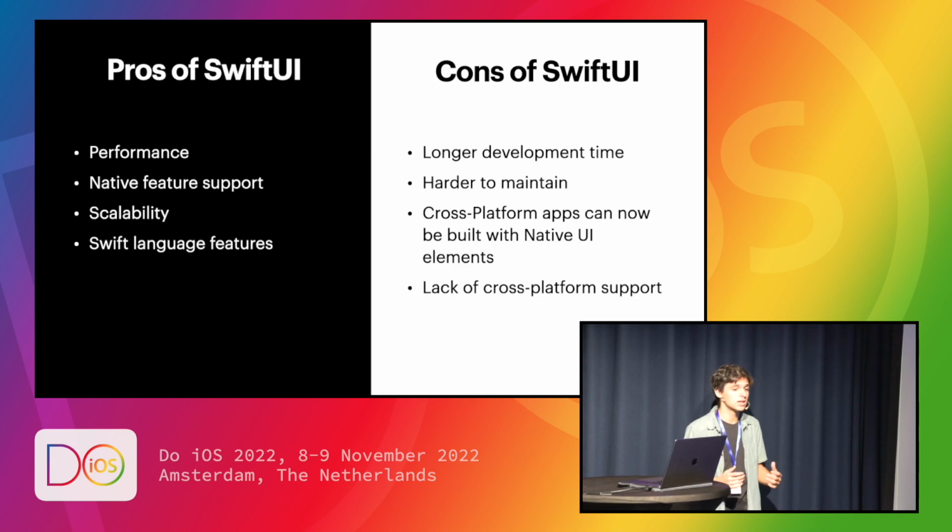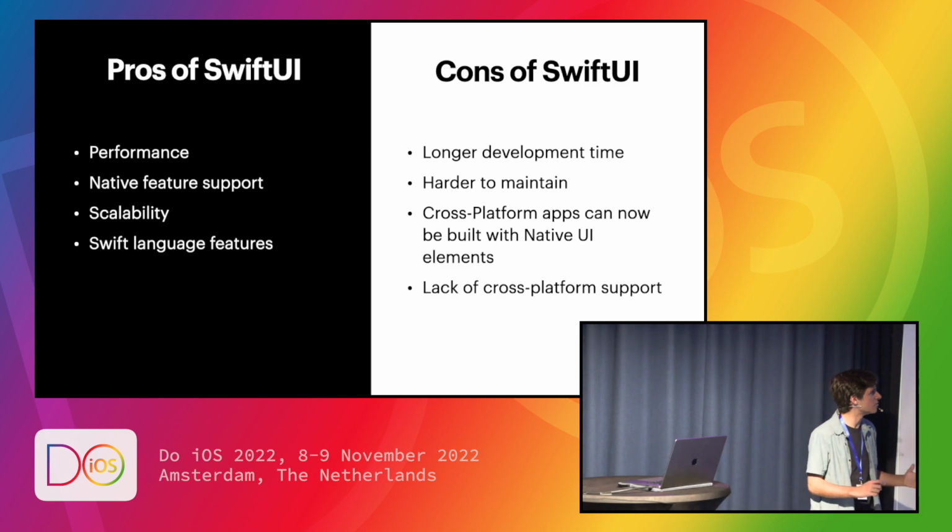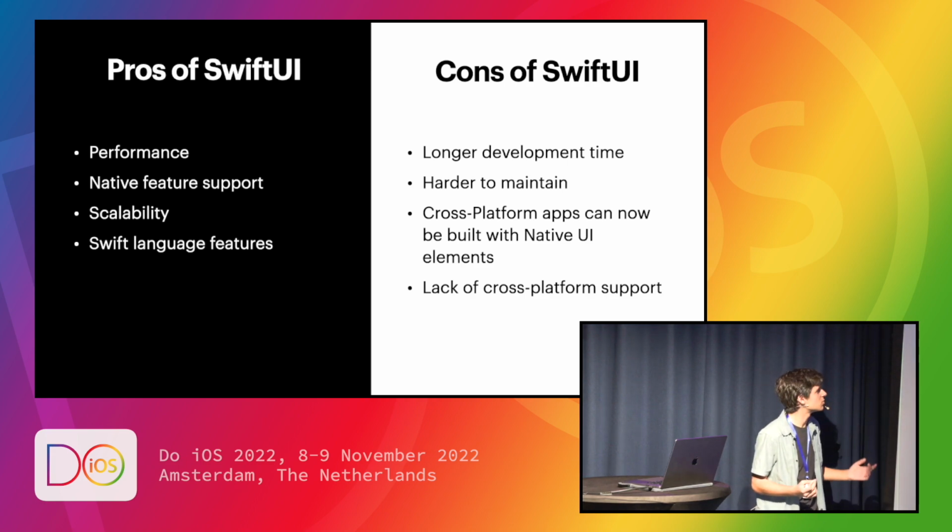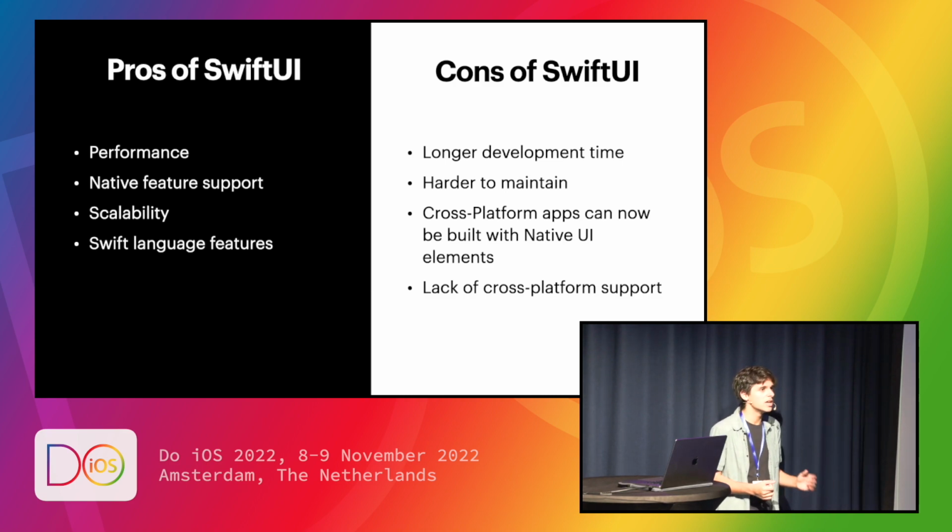Cross-platform apps can now be built with native UI elements on the cross-platform options. I wouldn't say that this is necessarily a con for SwiftUI as much as something that was a con for the cross-platform options and now no longer is, so it's really a pro for them. What you get here is you can now use native UI elements on the different cross-platform technologies, and what that allows for is an app that looks and feels just like a SwiftUI app, even though it's built using something like Xamarin or Flutter.